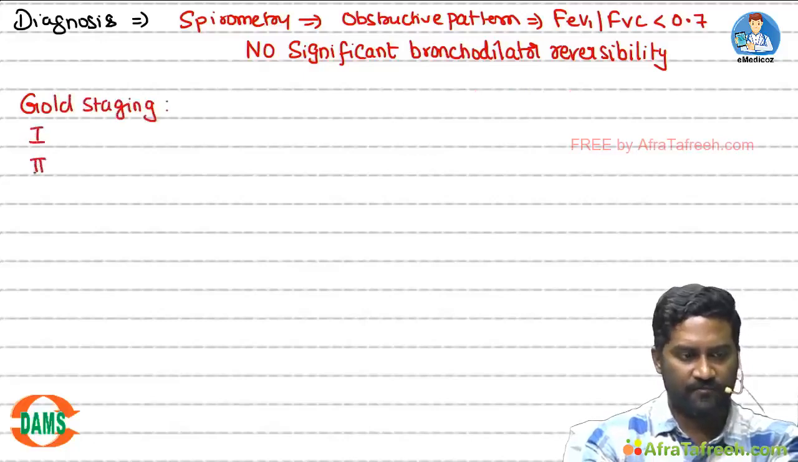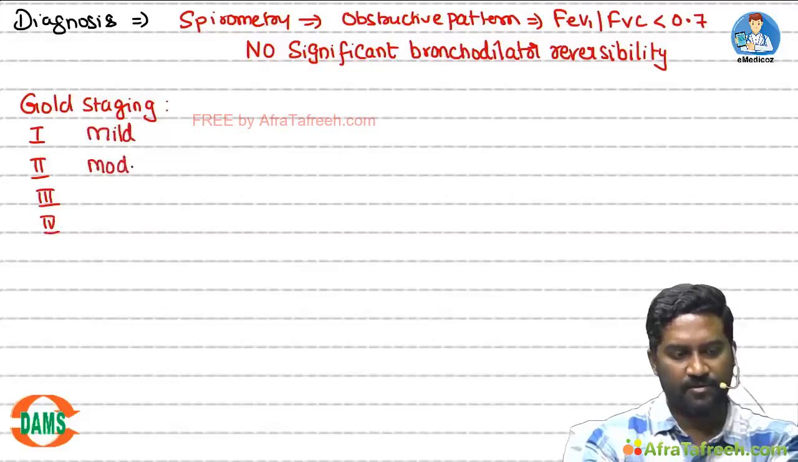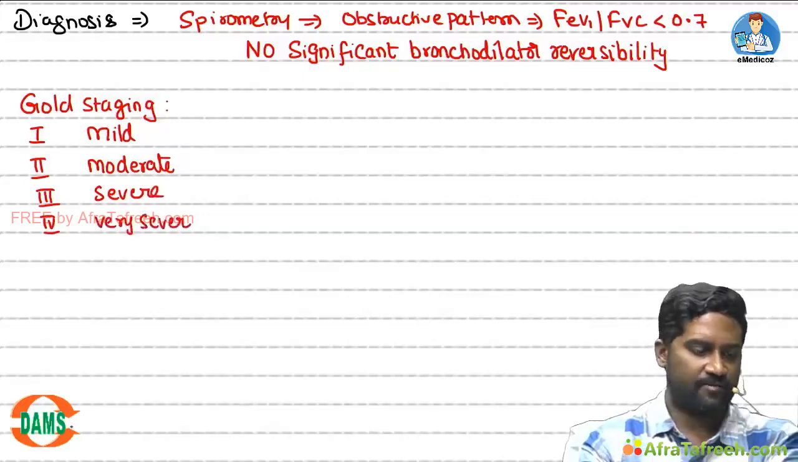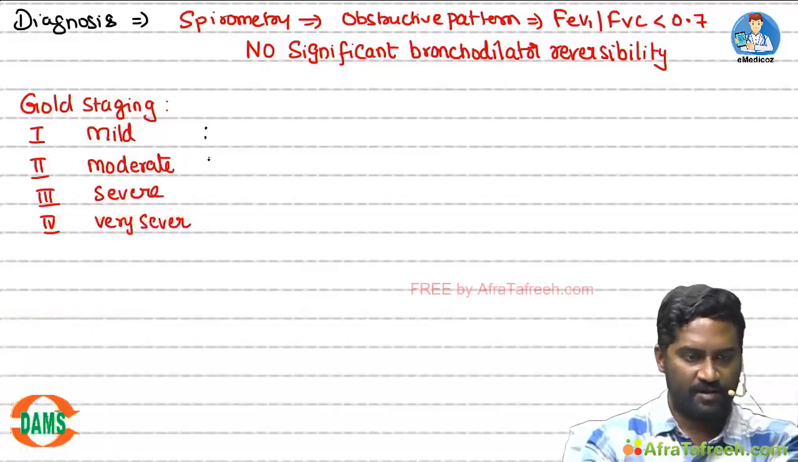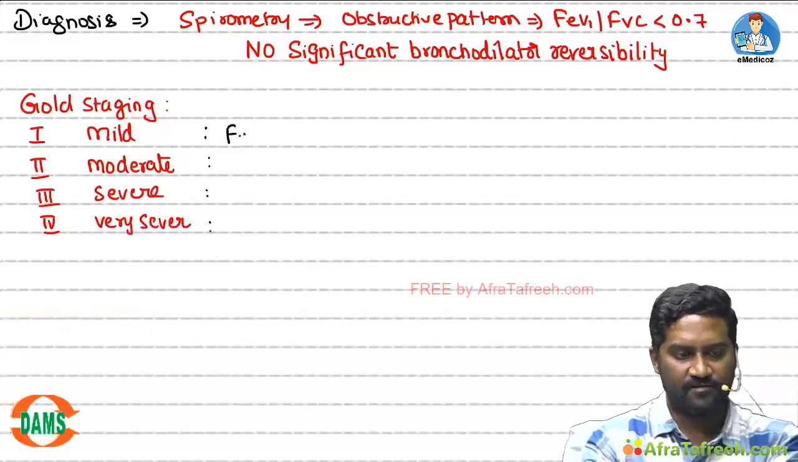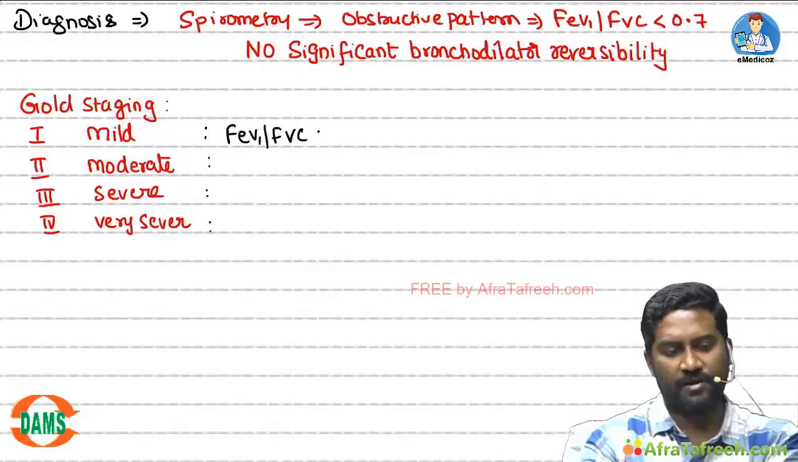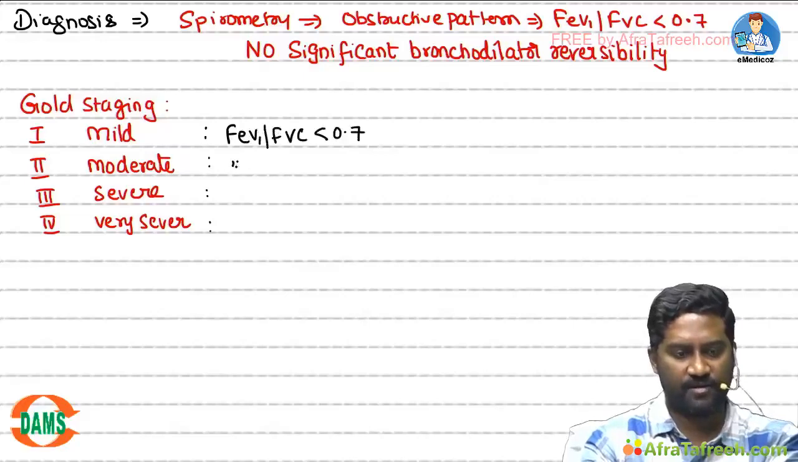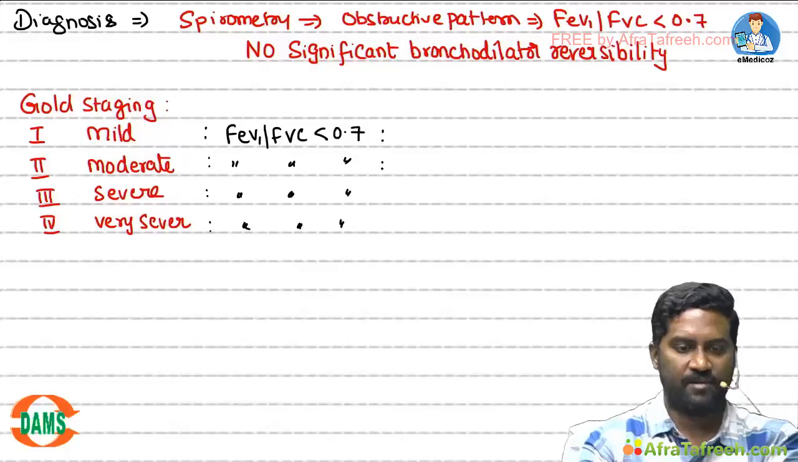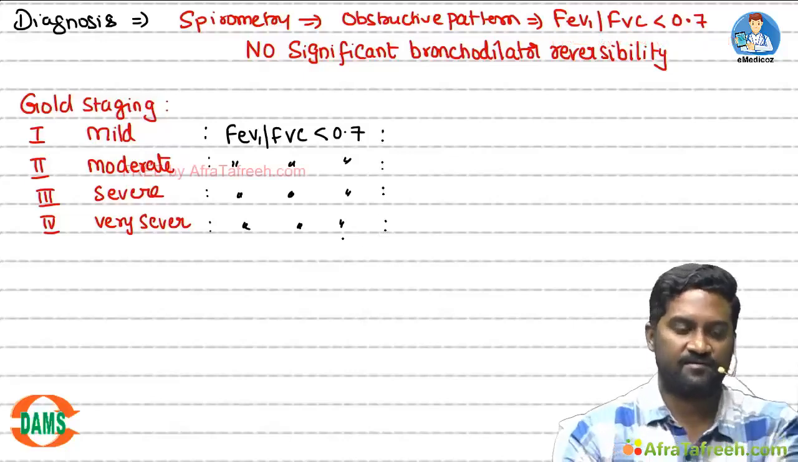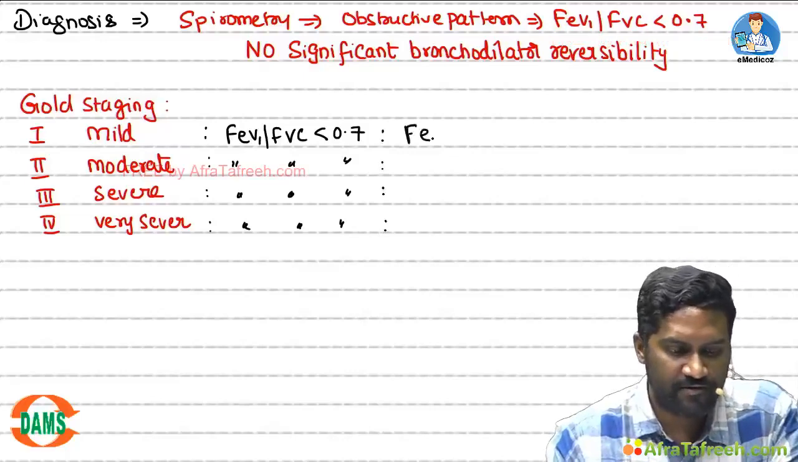According to this, there are 4 stages of COPD. Stage 1, it is mild COPD. Stage 2, moderate COPD. Stage 3, severe COPD. Stage 4, very severe COPD. Let it be at any stage, the common feature is patient's FEV1 by FVC will be less than 0.7. In all this, FEV1 by FVC will be less than 0.7. Then on what basis is this classification done? On the basis of patient's FEV1.